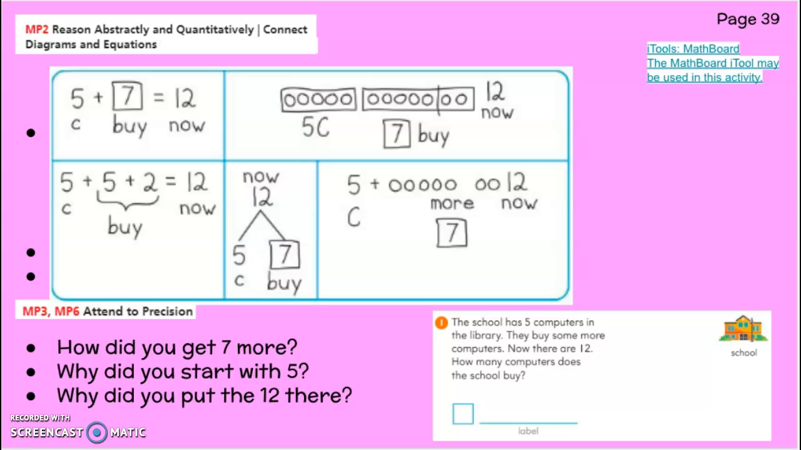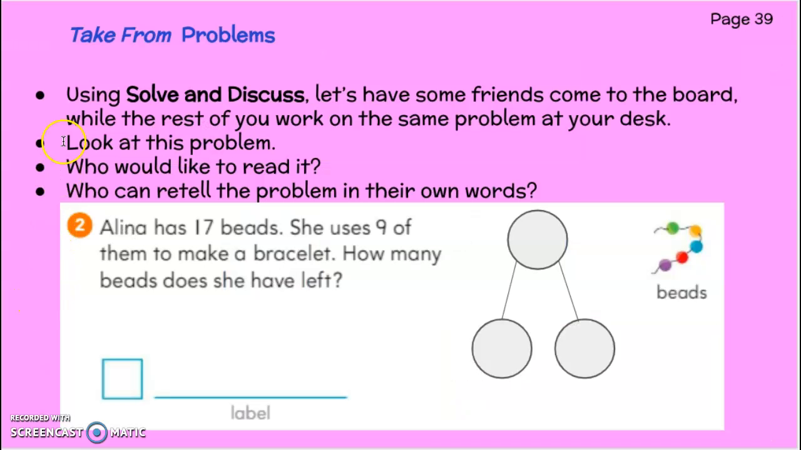All right, so now take from problem. Okay, what does that mean? Let's read number 2 and see. Alina has 17 beads. She uses 9 of them to make a bracelet. How many does she have left? Oh, so take from problem, something's leaving the scene, right? It's subtraction. So again, we're going to need this Math Mountain picture. That's our D, our drawing for deal, right? But we need to fill in these numbers.